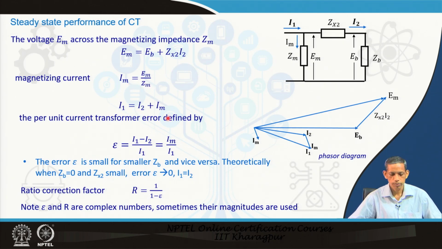I2 plus IM gives you this I1, and then we now define two error terms. The first one is the per unit current transformer error. Here I1 is referred to the secondary, corresponding to the primary current. Now, I2 should be equal to I1. That is what is desirable, but that is not so here, and the reason is nothing but this Im current. In an ideal case, if this Zm becomes infinity, then Im becomes 0, so I2 becomes equal to I1.